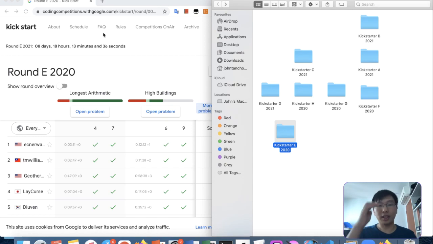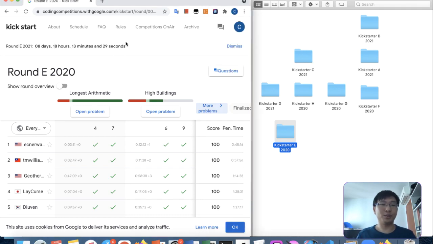Be doing Google Kickstart. And yeah, it's been a while since I last did it. But look at this, round E 2021 is starting in 8 days. Yeah, it's a good time to practice again. So this time around, I hope that I can solve three whole problems. So like problem one, two, three.